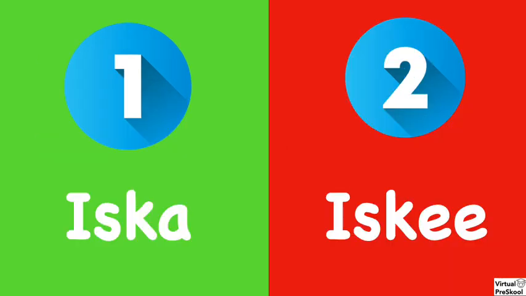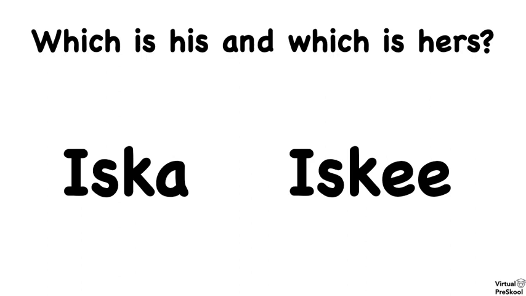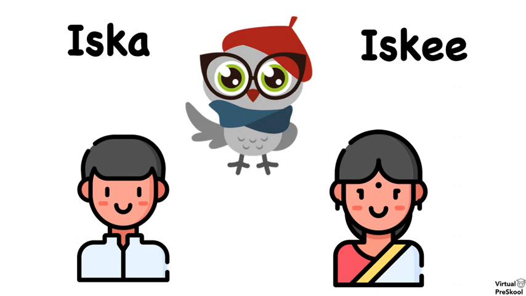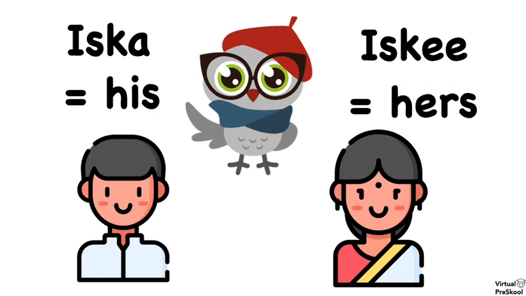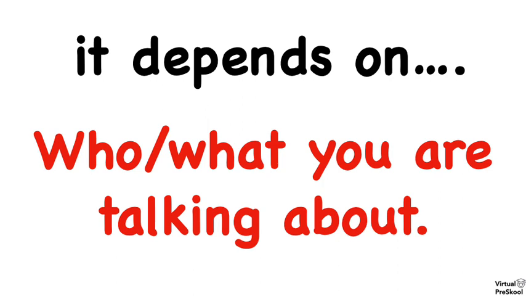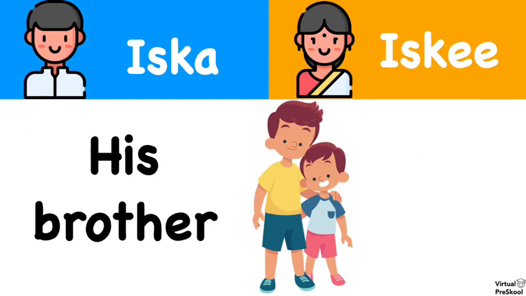Let's just focus on these two first, Iska and Iski. So the question is, which one is his and which one is hers? So you might be thinking, well, Auntie, it's super obvious that Iska means his and Iski means hers. But actually, there's more to it than that. It depends on who or what you are talking about. Which one you're going to use depends on who or what you are talking about.